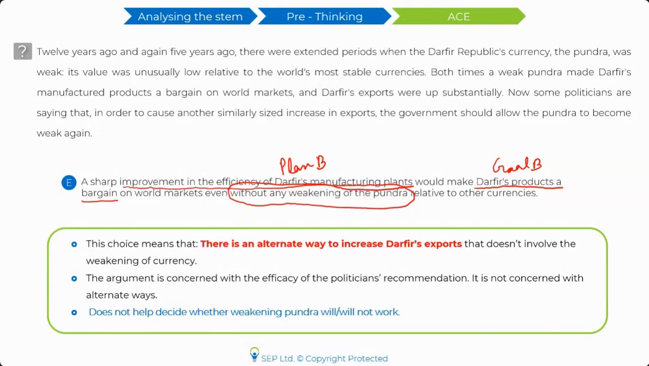All right, Christian, I hope that is clear to you. This is one of the classic traps of GMAT plan goal questions. Introduce an alternate plan to show that the original plan is not required. So that is not weakening the original plan. Weakening the original plan means that original plan won't work.